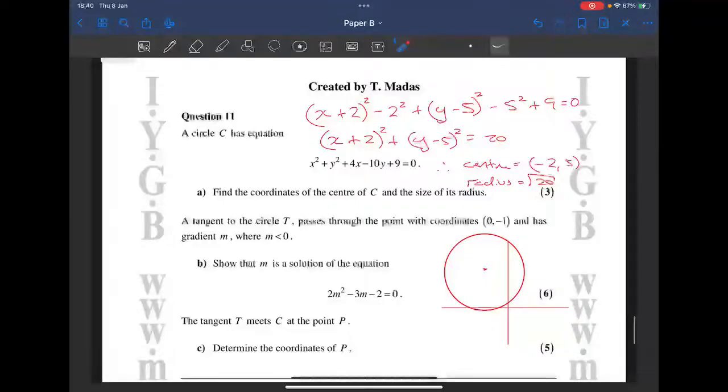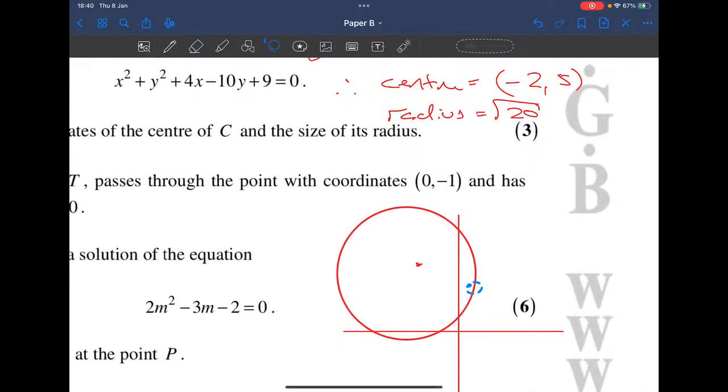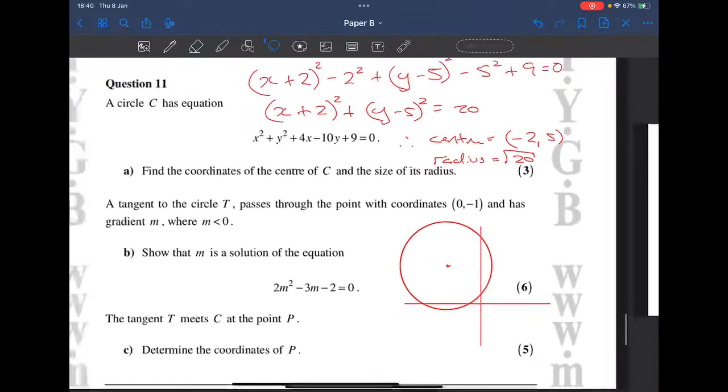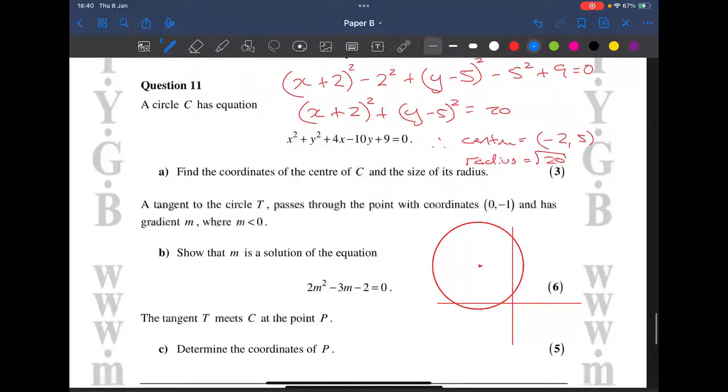So now we've done that, what else can we do? I'm going to make this a little bit neater if I can, move that to the centre. So, we're going to go through that point of 0 and minus 1. So we're down here, and we need to have a positive gradient. So how can that happen?